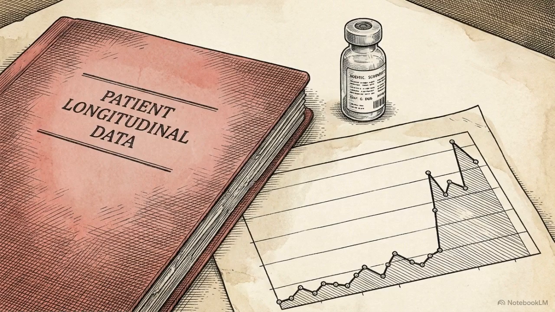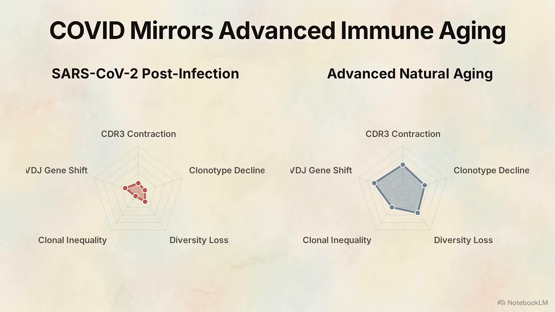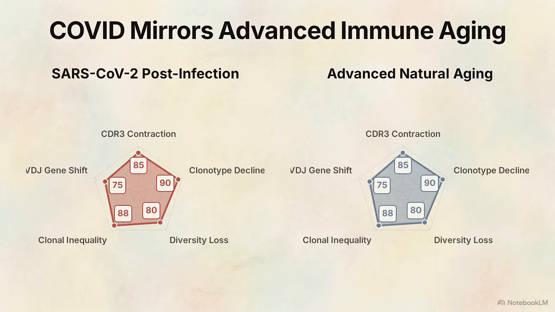Researchers then analyzed a follow-up cohort of COVID-19 patients, shifting the focus to acute viral-induced remodeling. These heat maps show similarity coefficients for gene usage. Post-infection, there is a sharp decrease in sequence similarity and altered VDJ gene usage across the cohort. The repertoire remodeling triggered by SARS-CoV-2 closely mirrors the structural parameters of advanced natural aging.